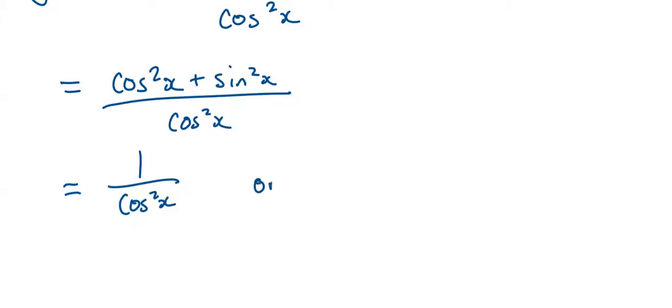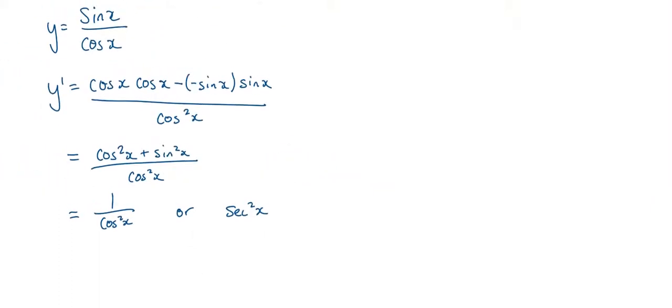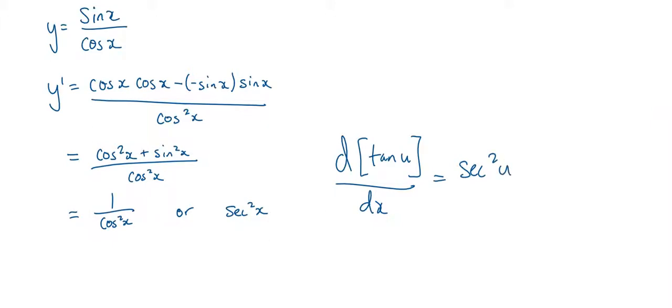This is also known as secant squared x, which you'll often see it written as. So we're going to write this out. d tan u by dx is secant squared u times u prime. And again, this comes down to what you are doing with it. Do you want it in terms of sine and cos? There's no universal answer to that question.